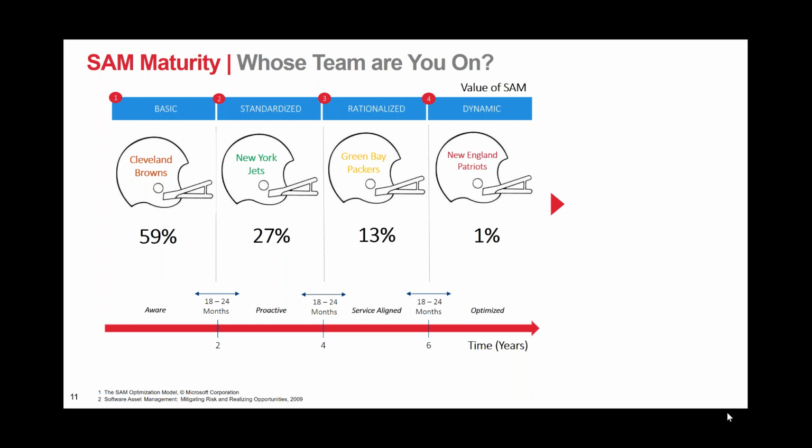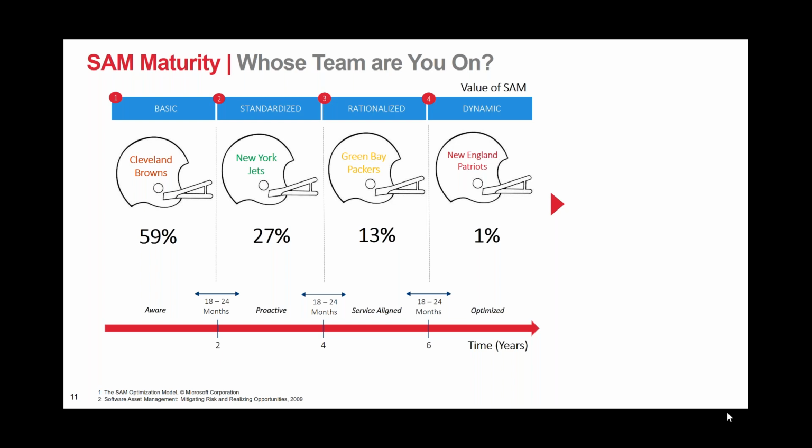Moving up that curve, you're getting a little bit better, but you're still categorized probably as the New York Jets. Again, apologizing to anyone from New York, but I'm a Giants fan, so not too sorry. 27% of companies would fall in that category. And then as you begin to move up, you see Green Bay Packers, New England Patriots, 13%, 1%, respectively. There's not a lot of companies that are doing software asset management well.